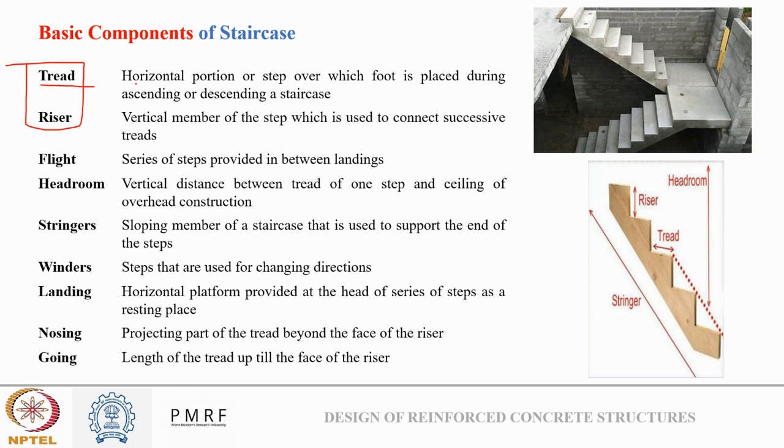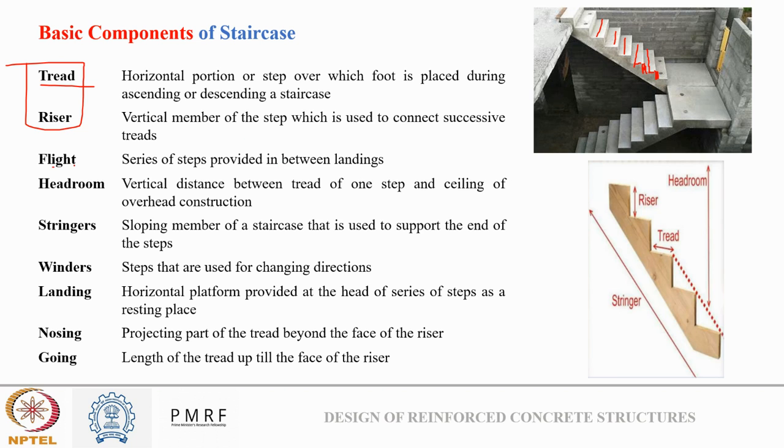What is tread? Tread is the horizontal portion or step over which the foot is placed during ascending or descending a staircase. So in this image, this part is the tread. Okay, the portion where we place our steps. Riser is the vertical member of a step which is used to connect successive treads. So this height of a step is known as riser, which helps us to connect two treads.